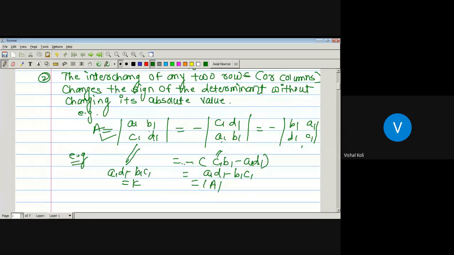So the determinant value obtained by changing any two rows or any two columns is equal to the negative of the original determinant value. Similarly for this one also, negative of its determinant value will be b1 c1 minus of a1 d1. Just multiply by minus, then we get a1 d1 minus of b1 c1, which is nothing but our original determinant a. So the interchange of any two rows or any two columns changes the sign of the determinant without changing its absolute value.